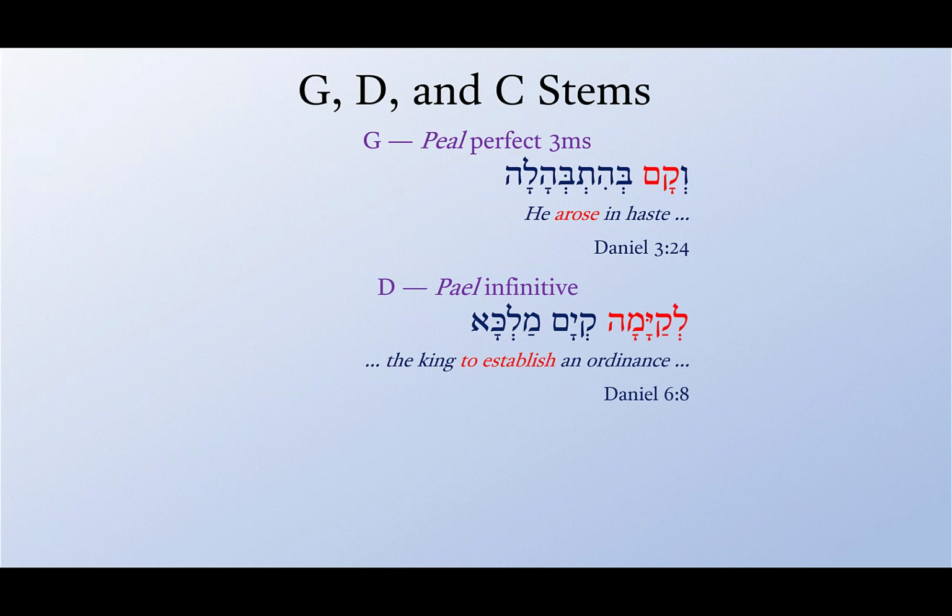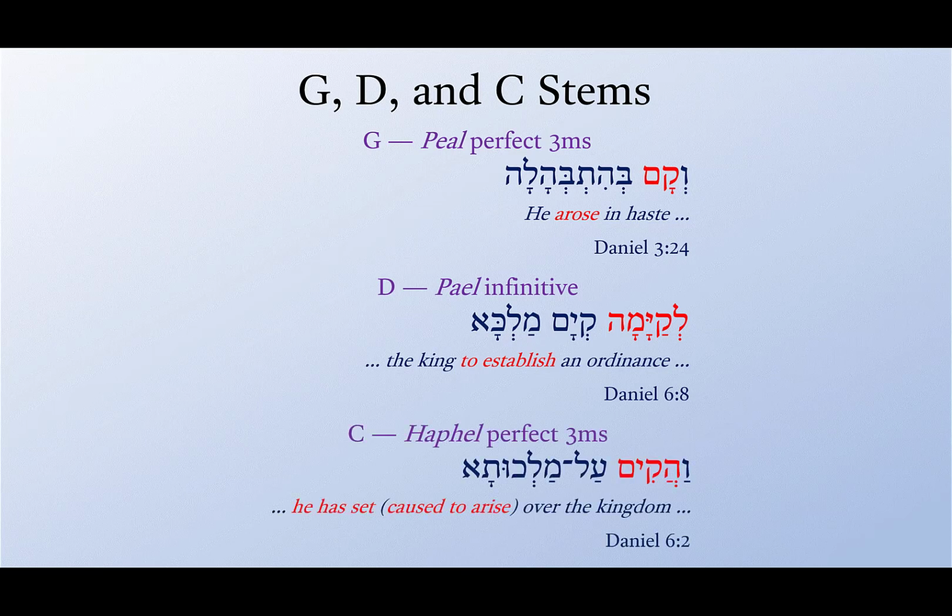D, Pa'el infinitive, the king to establish an ordinance. So establishing is a different idea than rising up. So we're seeing a modification of the idea of Kof, Vav, Mem in the D stem. And then here, the causative. He has set or caused to arise over the kingdom. So G and C, that relationship is very clear. There's a causing idea in this dynamic verb.